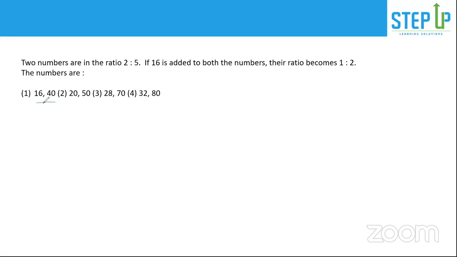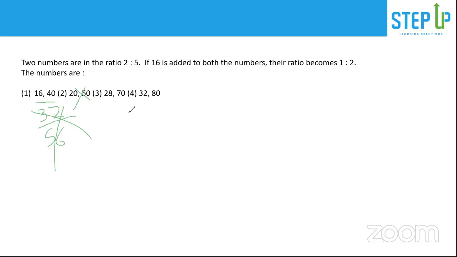Okay, that means 16 is the number. If I add 16 in this, it becomes what? 32. Correct, it becomes 32. And in 40, if I add 16, what does it become? 56. Correct. Now tell me what ratio is it becoming actually. Is it becoming 1 is to 2? No, that means this is not the correct option. Similarly, let's say if the number is 20 is to 50, now it will become 36, and this will become 66. That means I can reject this option also.